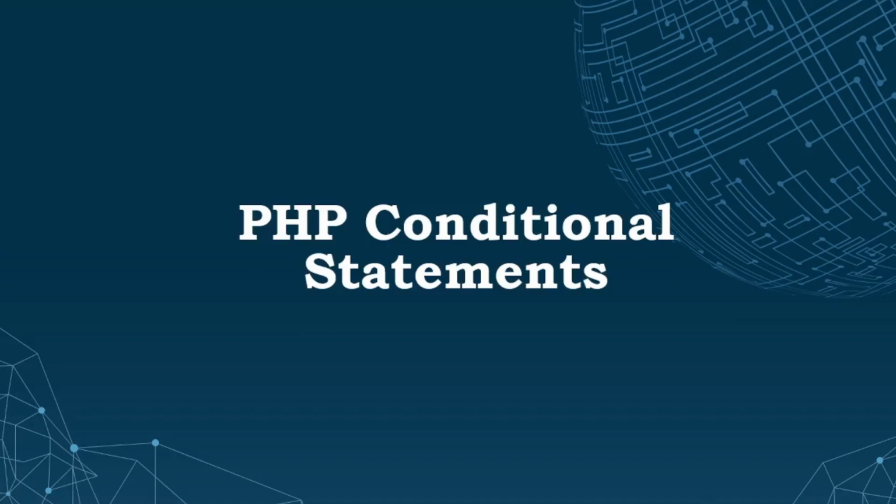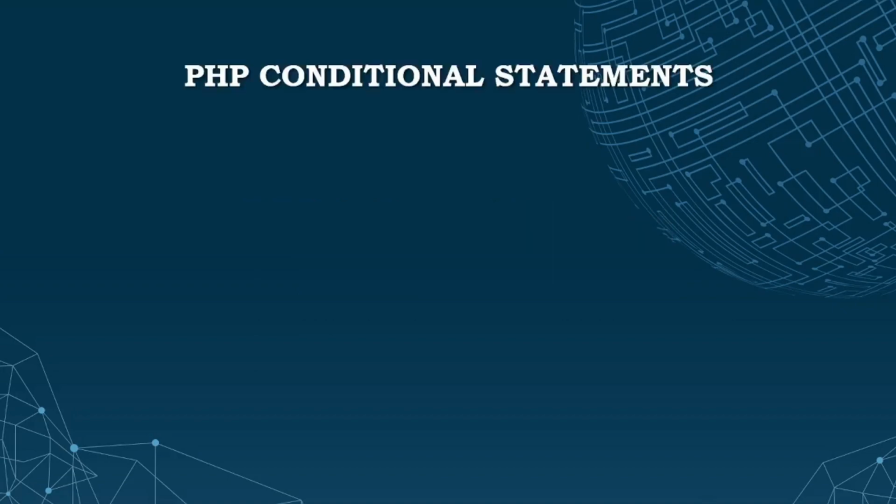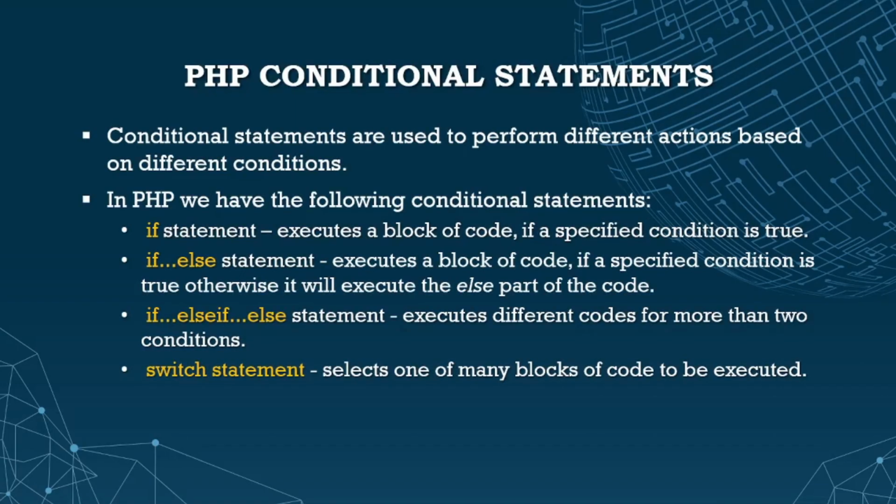Okay, so PHP Conditional Statements. Conditional statements are used to perform different actions based on different conditions. So in PHP, we have the following conditional statements. First, we have the if statement, wherein it will execute a block of code if a specified condition is true. Then the second one is the if else statement, which executes a block of code if the specified condition is true. Otherwise, it will execute the else part of the code.